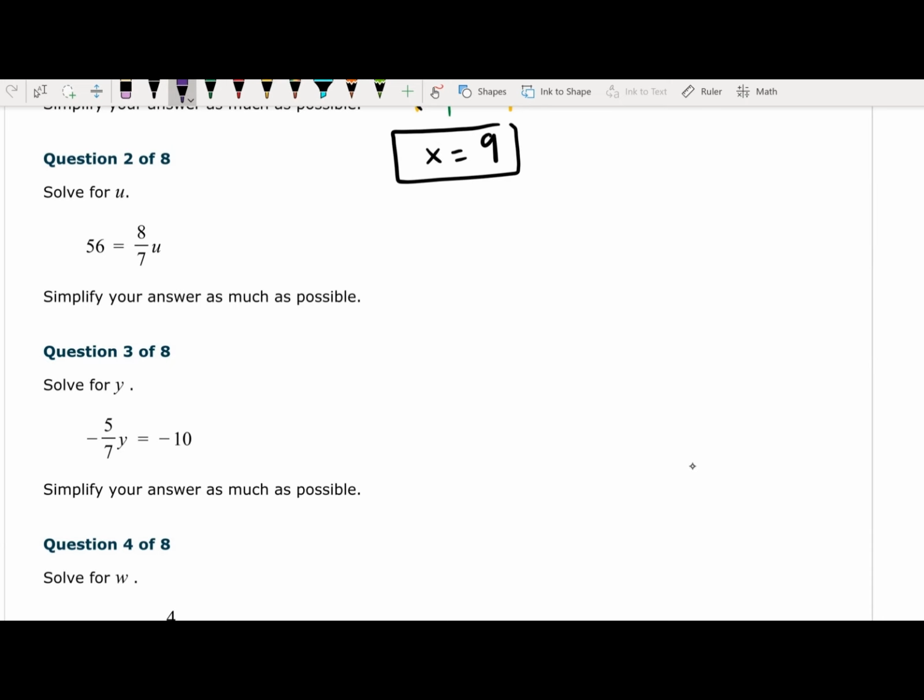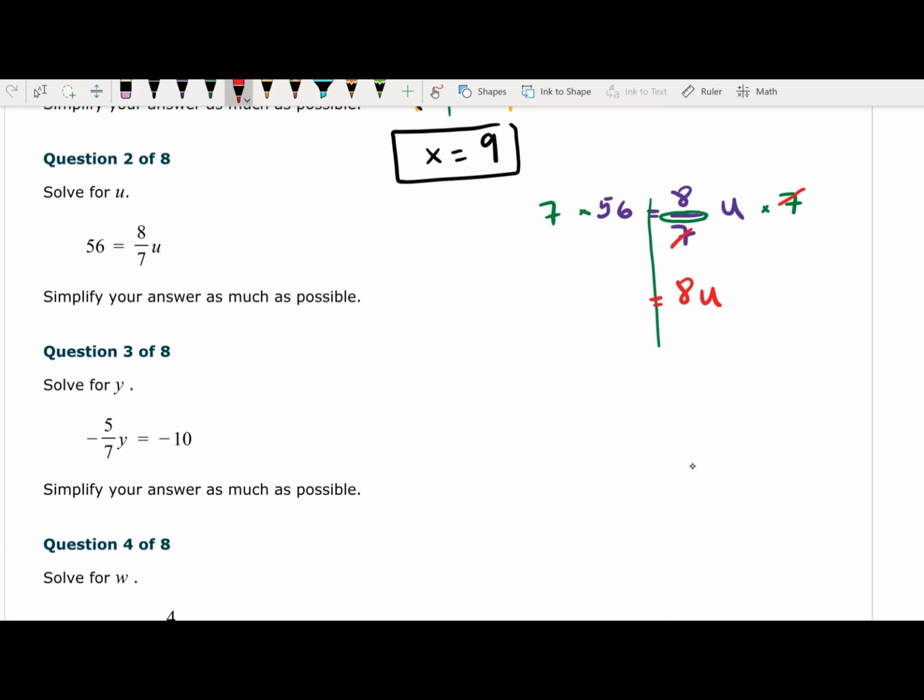We have 56 equal to 8 over 7 u. Alright, so as we see that, first draw the line, and we see that the operation here is dividing, 8 divided by 7, so you're going to multiply by 7 on both sides. For the same reason, because 7 is at the denominator, you multiply by 7, you can cancel out both 7. That will leave us with 8u.